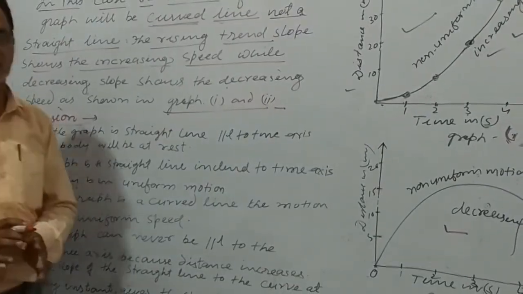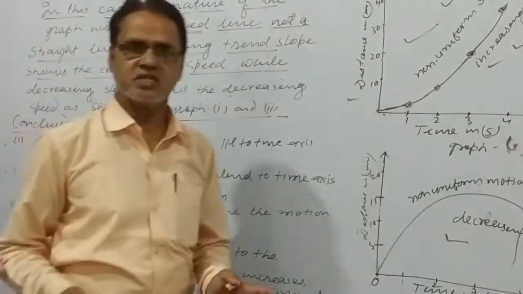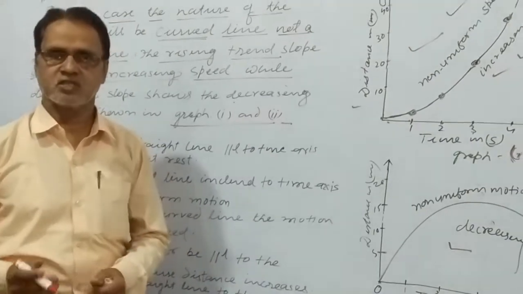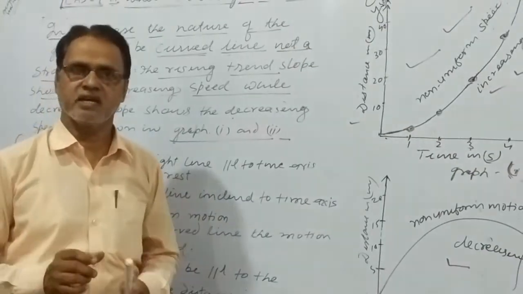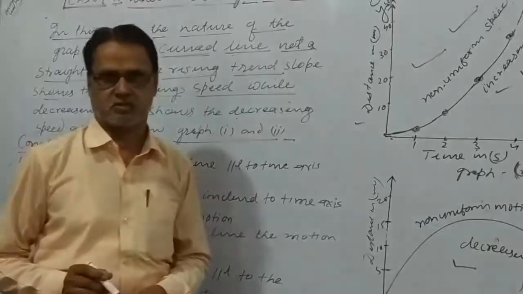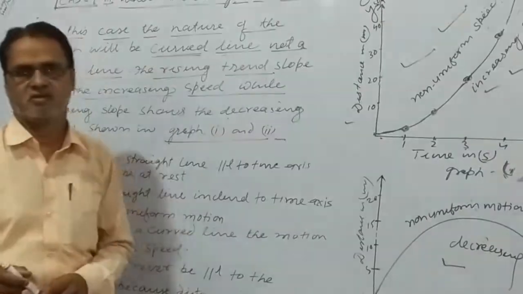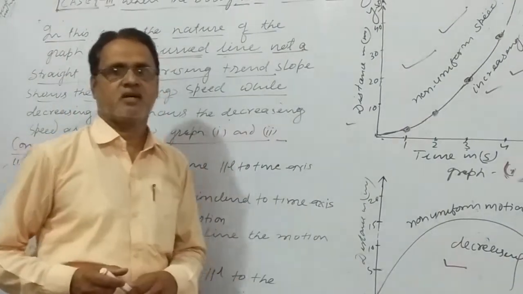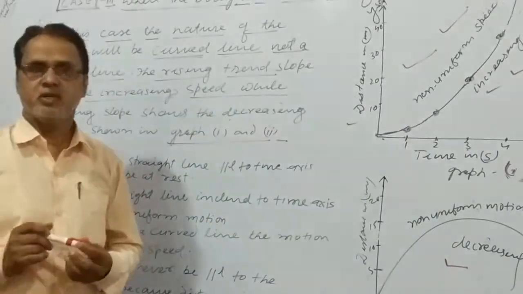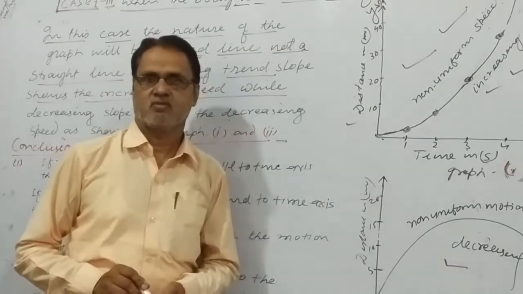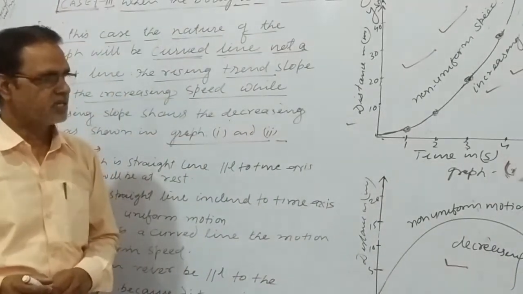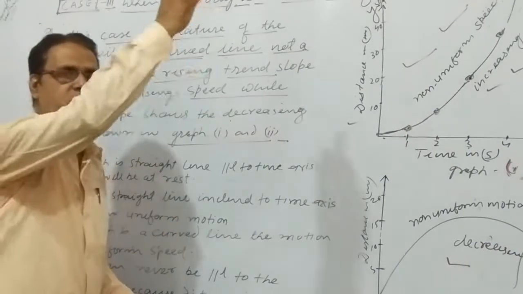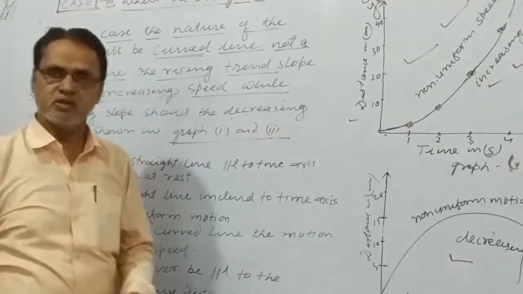When the body is at rest, what will be the nature of the graph? When the body is at rest, the nature of the graph will be a straight line parallel to the time axis. It has been shown in the first case. And second case, when the body is in uniform motion, what will be the nature of the graph? The nature of the graph will be a straight line inclined to the time axis, that is uniform.